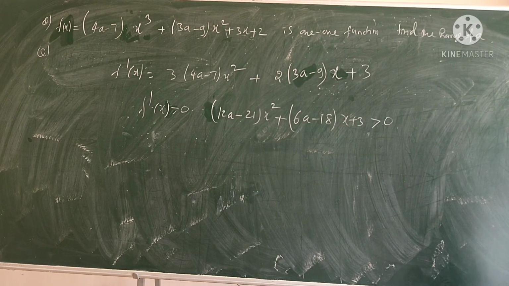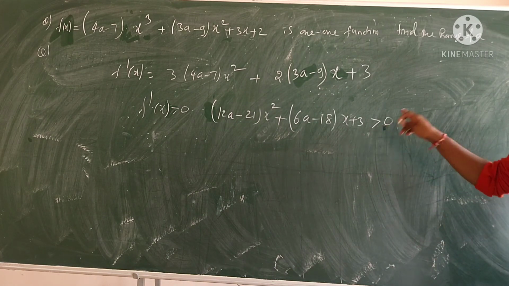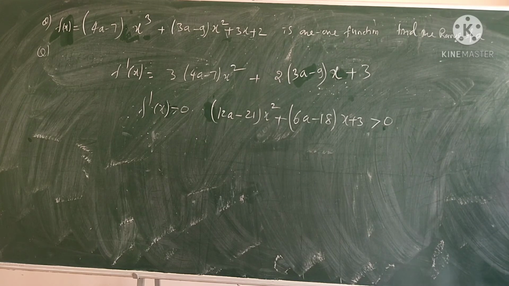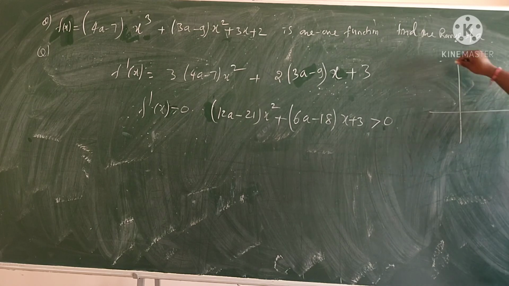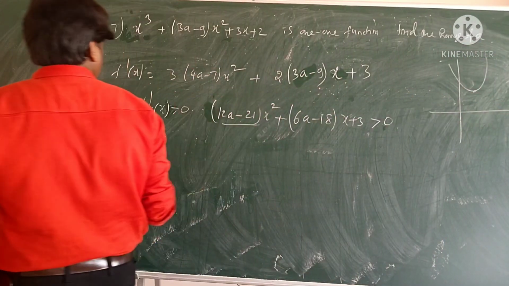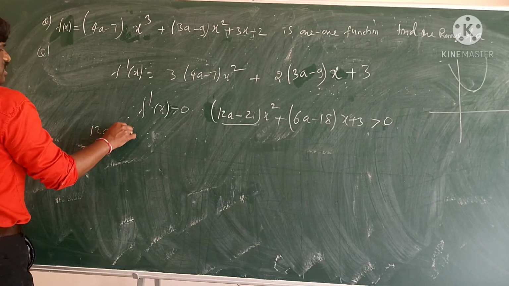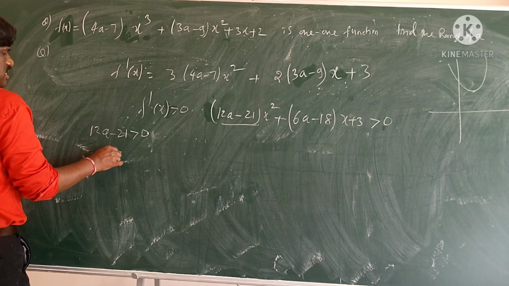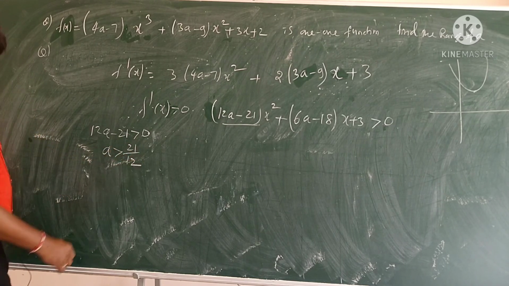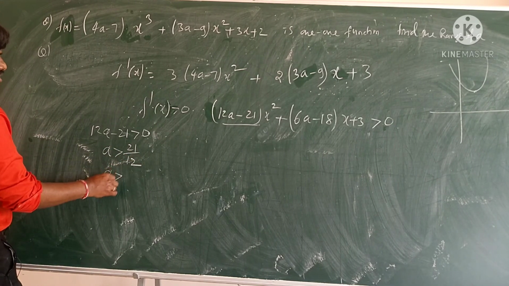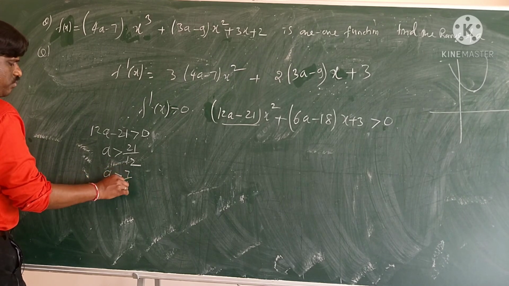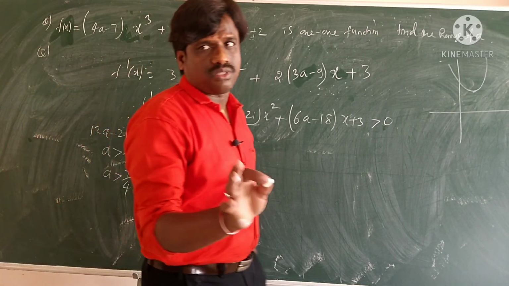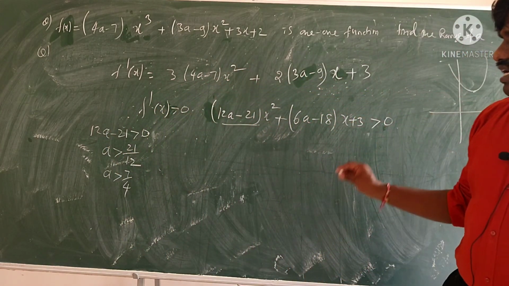Now, when is a quadratic greater than 0? This is the greater than 0 condition: a greater than 0 and D less than 0. A greater than 0 means 12a minus 21 greater than 0, so a greater than 21 by 12. How much do I get? a greater than 7 by 4. We need to see the options and go according to them. So here I got a greater than 7 by 4.